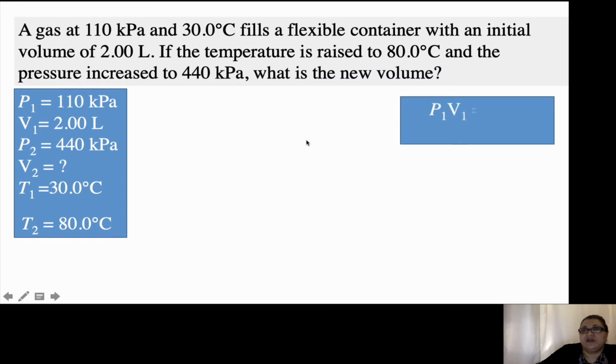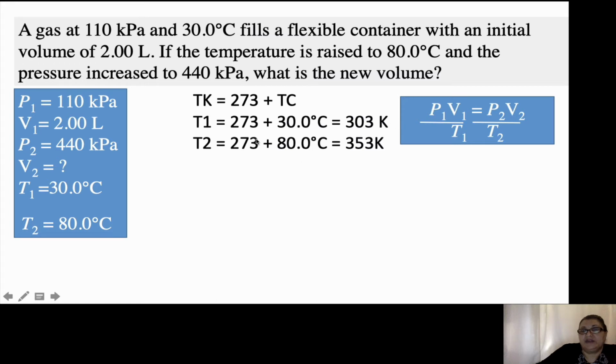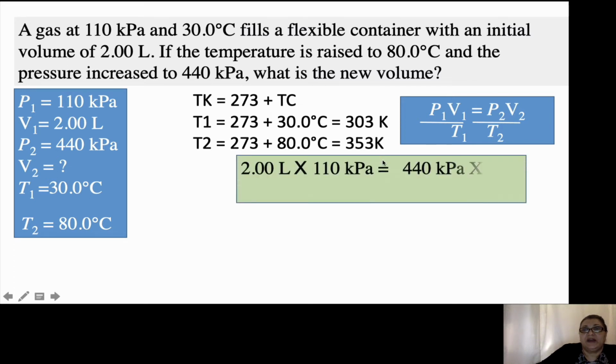So the first thing we want to do is write the law down, the combined gas law, and we're going to change the temperature from Celsius to Kelvin, adding 273. So those are the first two steps we have to do. And then we plug in the values. P1 V1 over T1 equals P2 V2 over T2, and we're going to solve for V2.